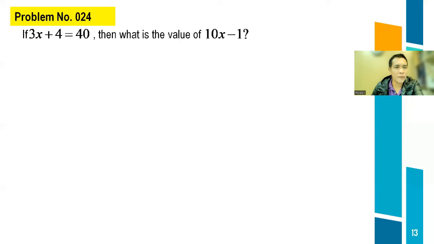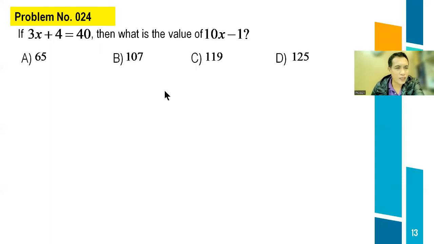Let's go to problem number 24. If 3x plus 4 is equal to 40, then what is the value of 10x minus 1? So meaning, we will get the value of x and substitute to the second expression. For the choices, we have A 65, B 107, C 119, D 125.